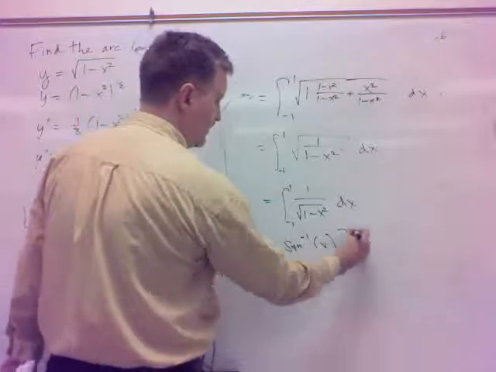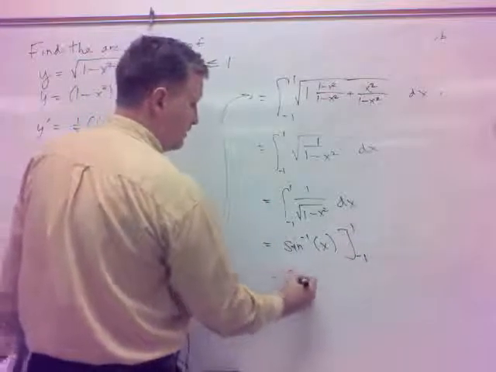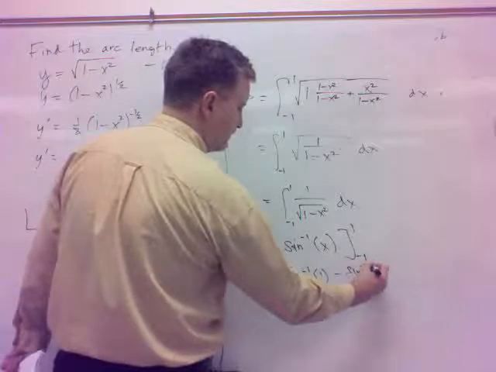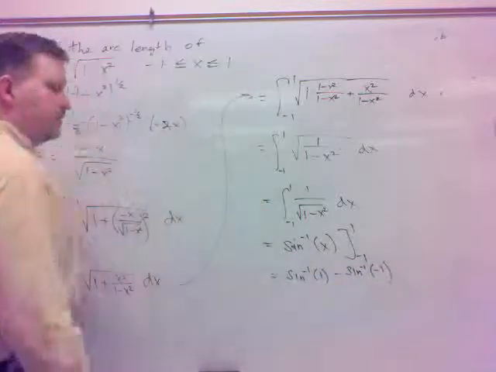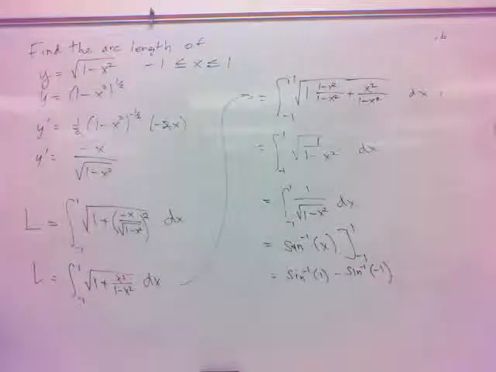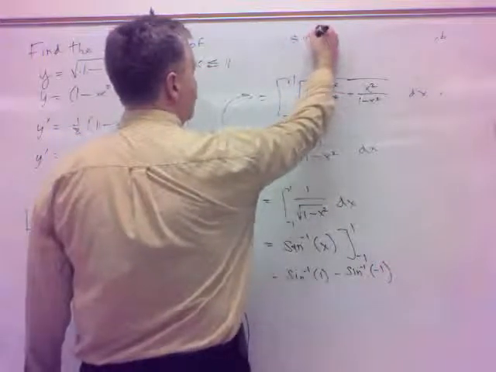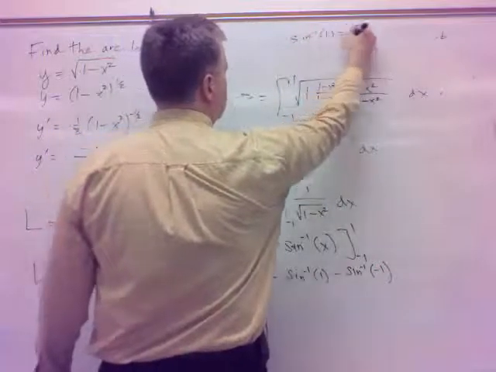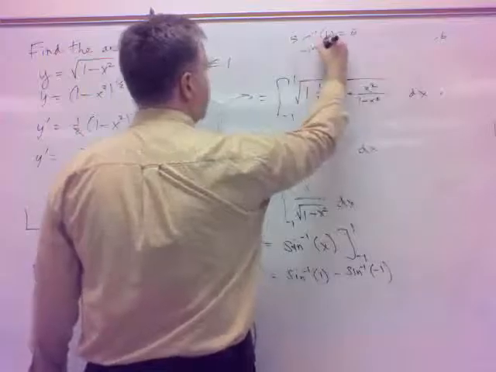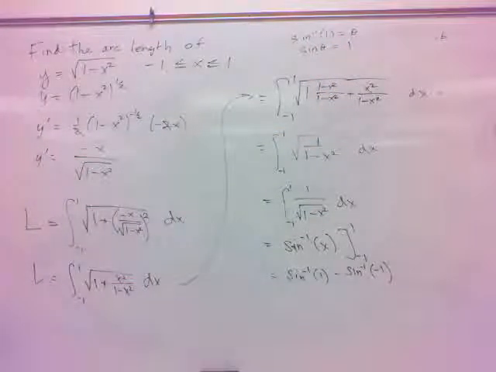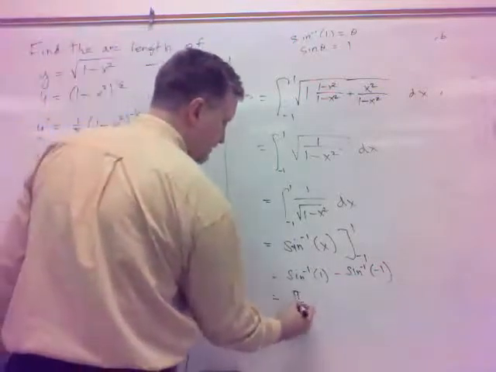Negative 1 to 1. So it's sine inverse of 1 minus sine inverse of negative 1. So sine inverse of 1 equals what angle? I'm looking for sine theta that gives me 1. What would theta be? Pi over 2.